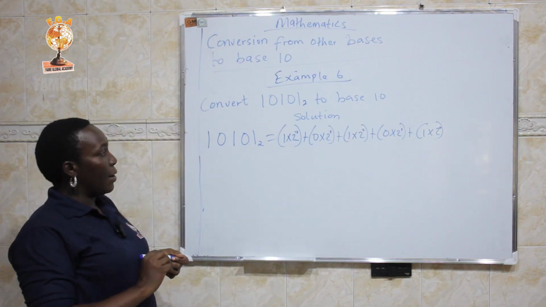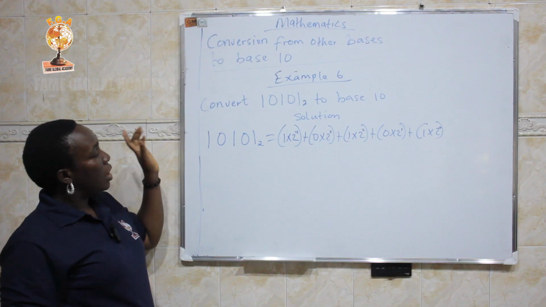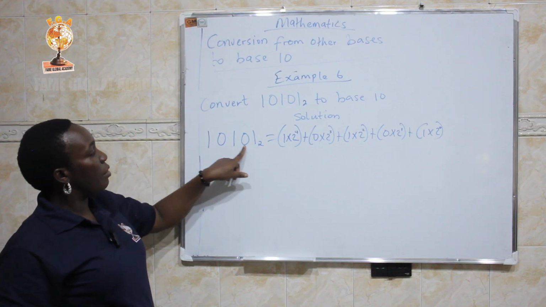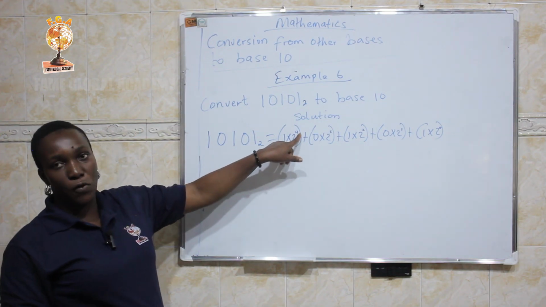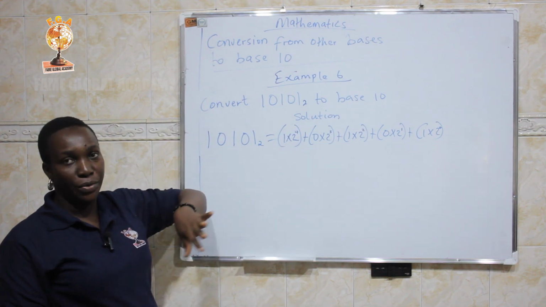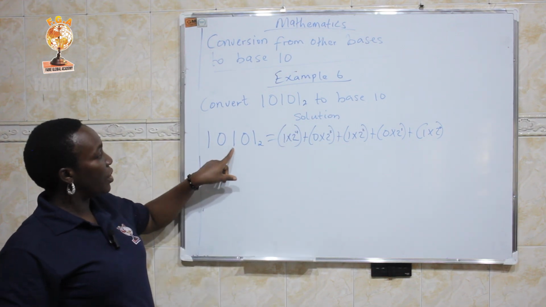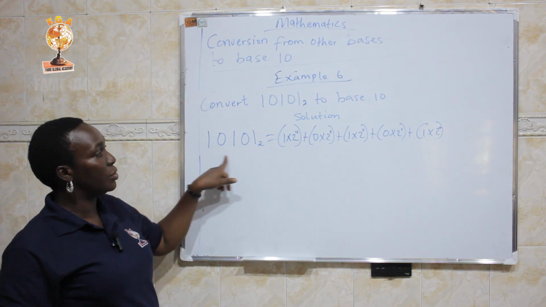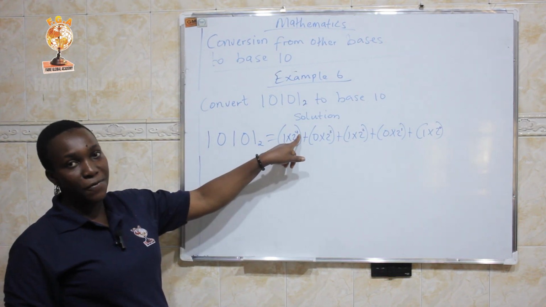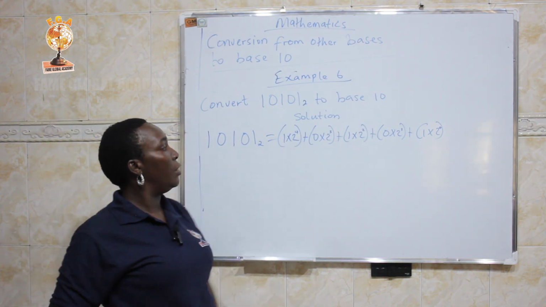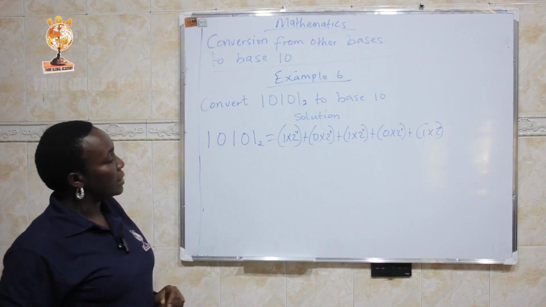Now I want to show you one trick. If the numbers are 5 in number, just know that your power will end in 4 because you are starting with 0. Okay, we have 1, 2, 3, 4, 5. This is a 5-digit number. So your power will end in 4 because you are starting with 0. Okay, so let's expand now.